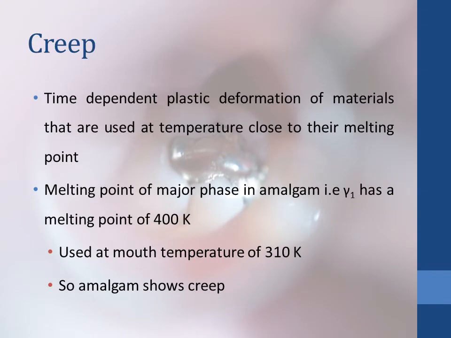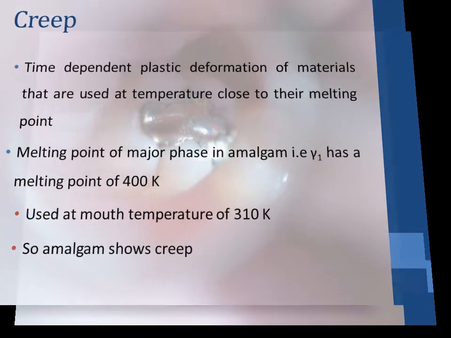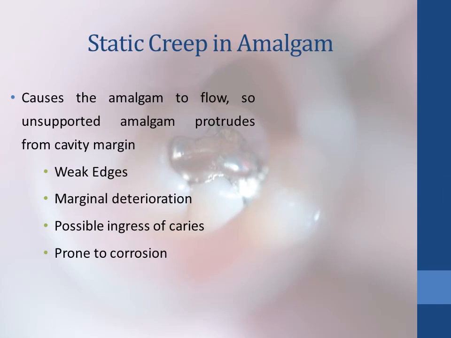It is defined as a time-dependent plastic deformation of materials that are used at temperature close to their melting point. So the melting point of gamma 1 is basically 400 Kelvin, and the mouth temperature is 310 Kelvin. So amalgam shows no creep at this. So the static creep in amalgam causes the amalgam to flow.